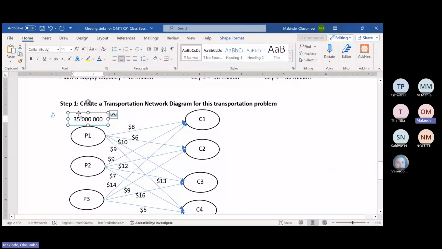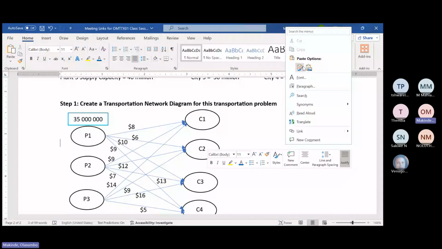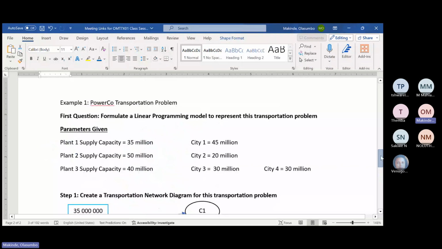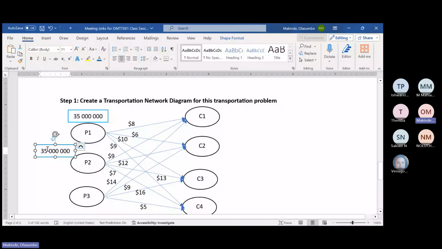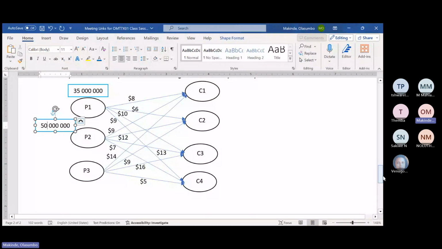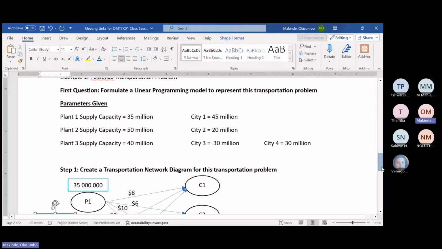Then for plant 2, because we want to know the capacity. The reason why you are putting it in the network, you understand now, is that when you do your formulation, you need to obey these rules of the capacity. Plant 2 is 50 million. So I'm going to, beside it, make it 50 million here. And for plant 3, you can put it beside it because I don't have space. So just put it neatly and very close to where you have your P2. Then plant 3 is 40 million.